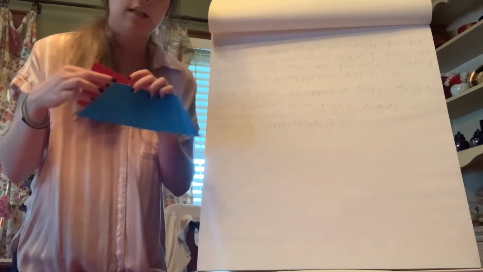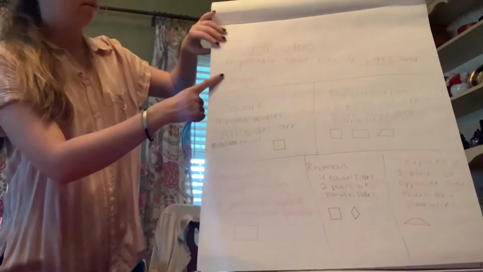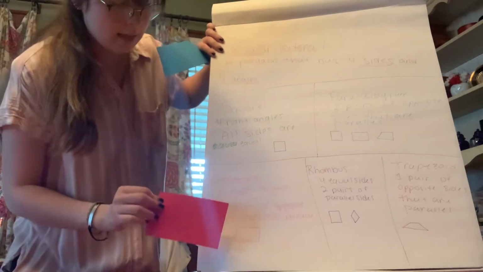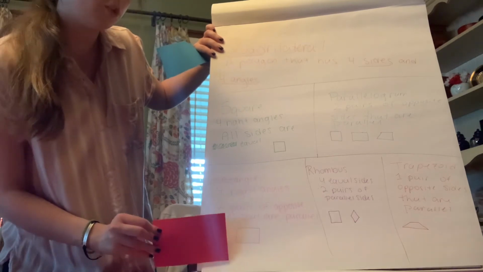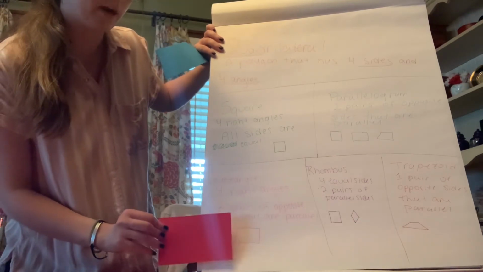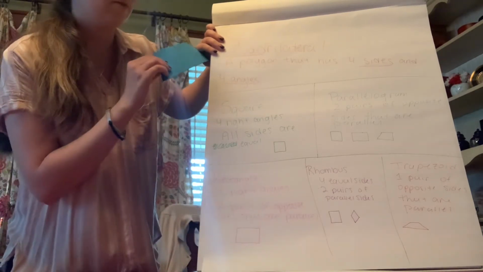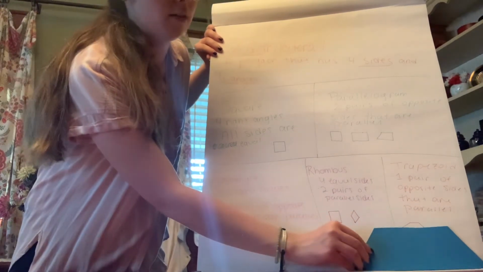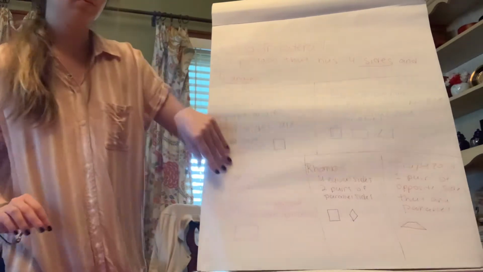If we look back to the anchor chart, right here, we can see that a rectangle is four right angles and two pairs of opposite sides that are parallel. So we know it's not a trapezoid. So it must be what Tom said: one pair of opposite sides that are parallel. So Tom is correct in this question.